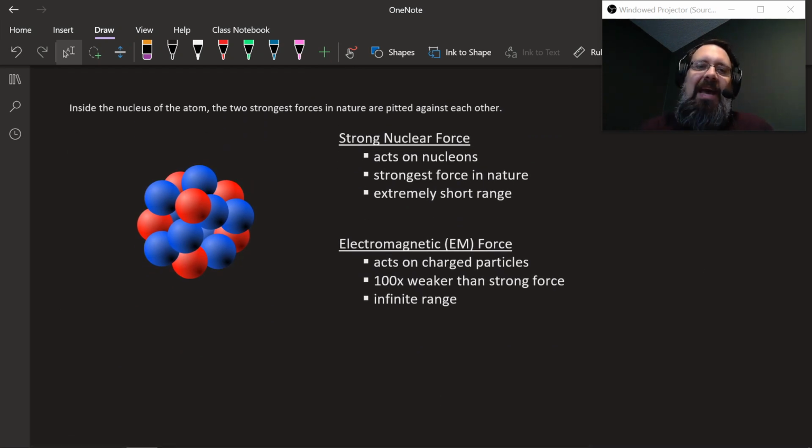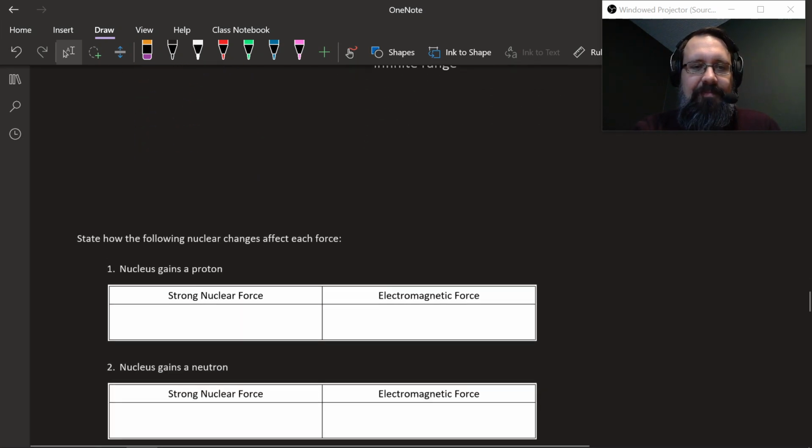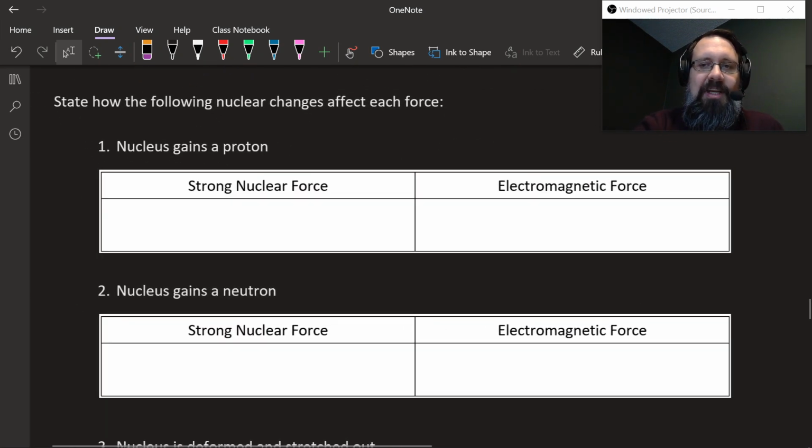Inside the nucleus of the atom, the two strongest forces in nature are pitted against each other. It's the strong force trying to hold the nucleus together against the electromagnetic force that's trying to rip it apart. Just to recap, the strong force acts on nucleons. It's the strongest force in nature, but it has a very short range. The electromagnetic force acts on charged particles, protons in this case, that are in the nucleus. It's 100 times weaker than the strong force, but it has an infinite range. State how the following nuclear changes affect each force.